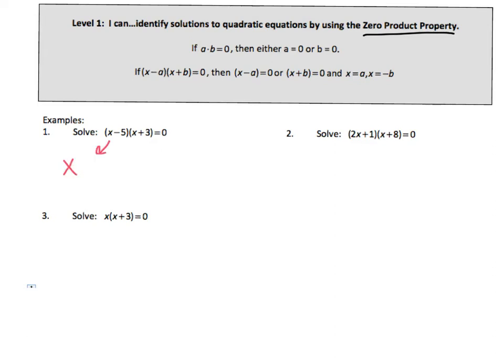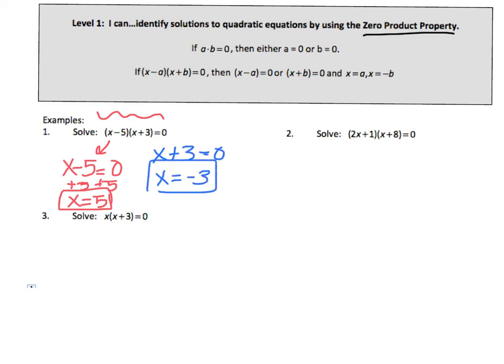So you're going to say x minus 5 equals 0, and if that equals 0, this whole equation equals 0. So just like solving a normal equation, if x equals 5, this whole equation will equal 0. Okay, second case, what happens if x plus 3 equals 0? That means if x equals negative 3, that whole equation equals 0. So you're going to have two solutions, x equals 5 or x equals negative 3.